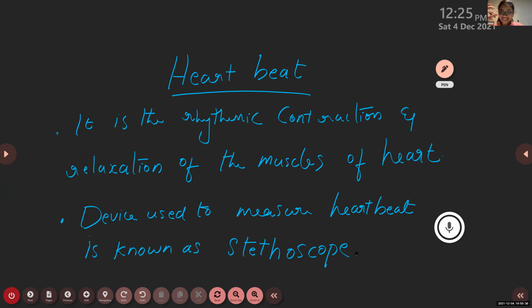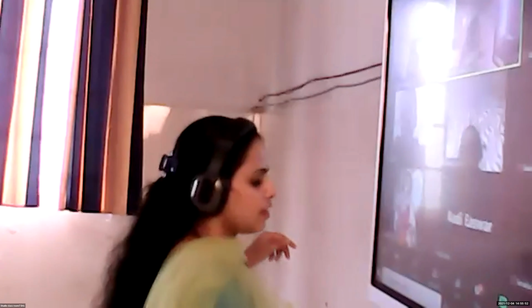It consists of two earpieces connected to one tube, and one chest piece. Now let's share the screen, and we can find out about the structure of this stethoscope.